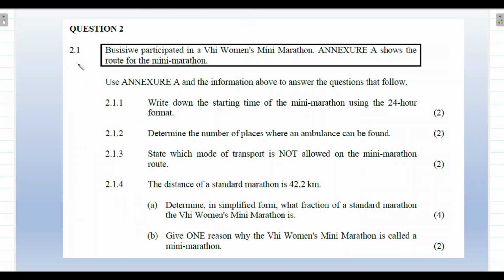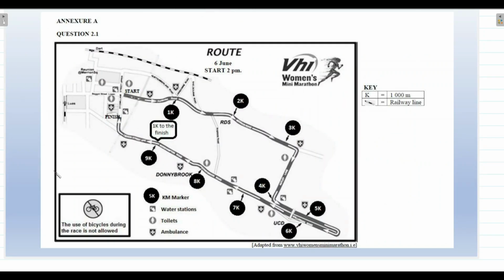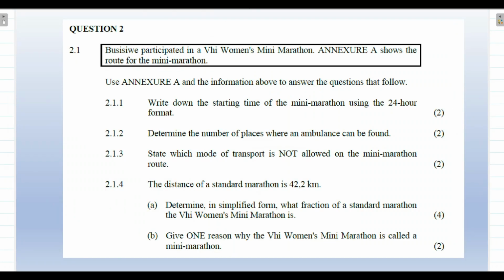Okay, so let's have a look at question 2.1. It says Busisiwe participated in a V Women's mini marathon. Annexure A shows the route for the mini marathon. So, like I mentioned, this annexure A, this map here just shows us the route of this mini marathon. Use annexure A and the information above to answer the questions that follow. Question 2.1.1. Write down the starting time of the mini marathon using the 24-hour format.